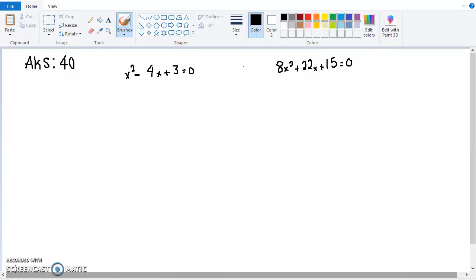AKS40 is use the process of factoring and completing the square in a quadratic function to show zeros. So, when factoring, you use the big X as always.